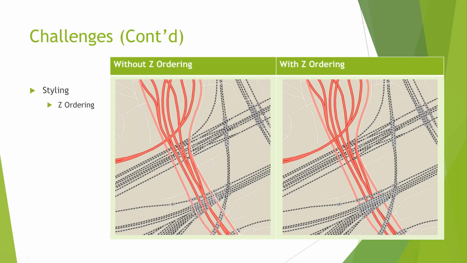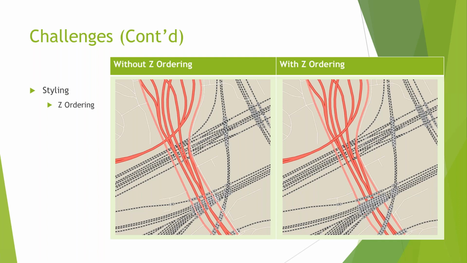Okay, one of the other challenges that we had early on was trying to represent our road network the way that we wanted it to look, as realistic as possible. And one of the things that you can do there is you can have this attribute that's called Z order. And the Z order allows you to stack features on top of one another.